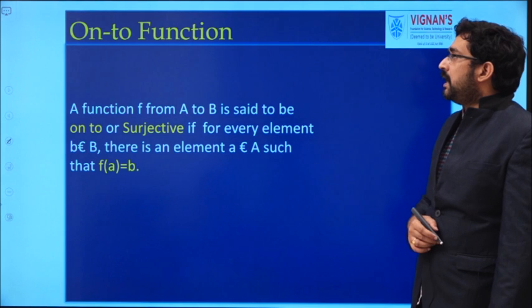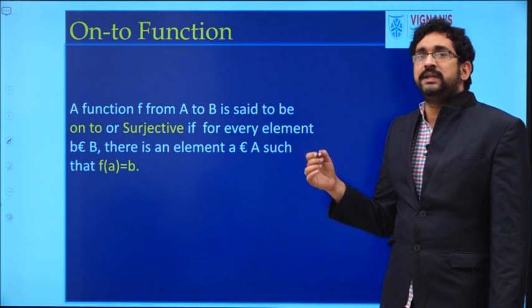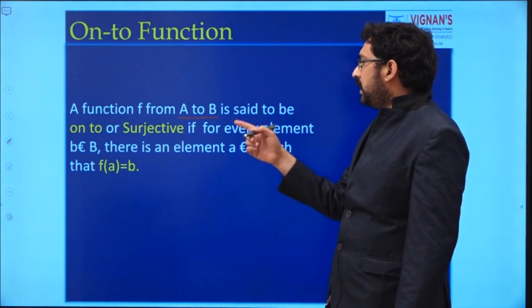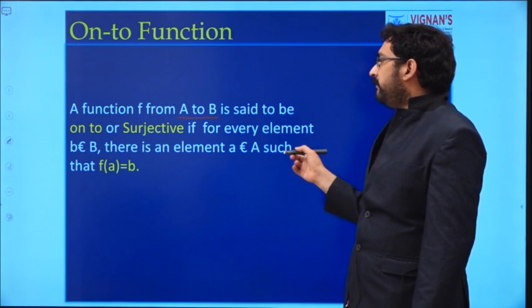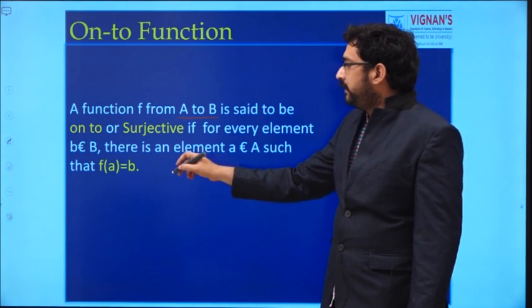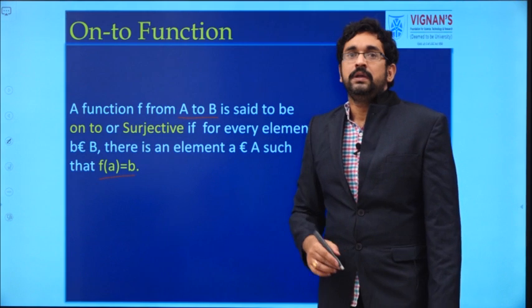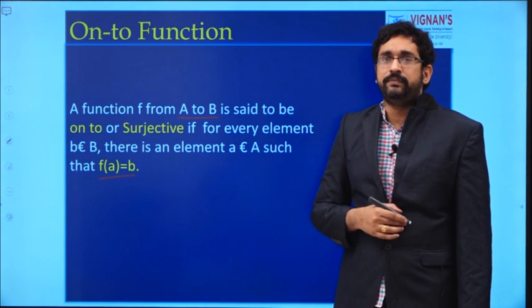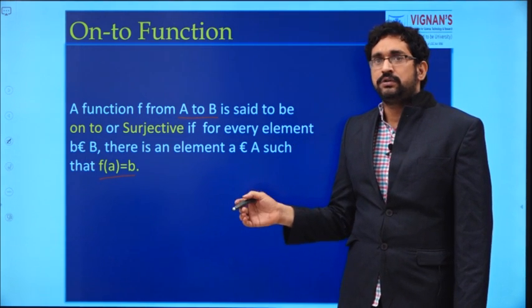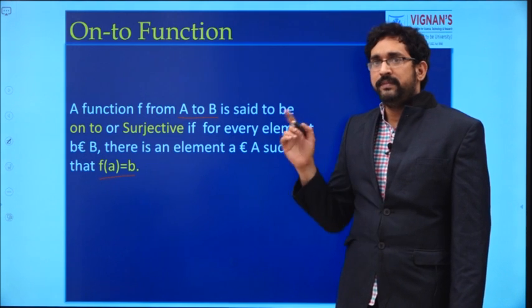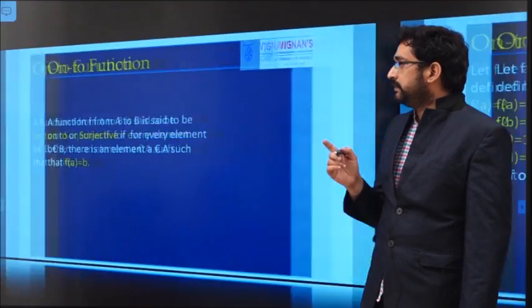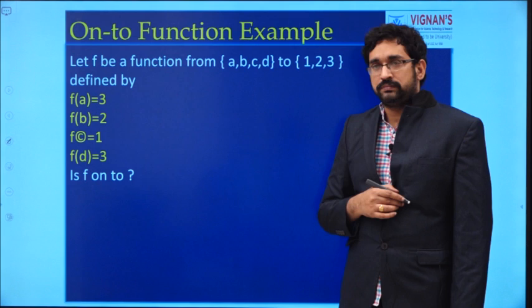Next we will discuss onto functions. So when can we say that a function is onto? If f is a function from A to B, then we say it is onto or surjective if for every element b in the codomain there is some element a in the domain such that f of a equals b. That means for every element in the codomain there should be a mapping from an element in the domain. If that condition is satisfied, then the function is said to be onto, or surjective.